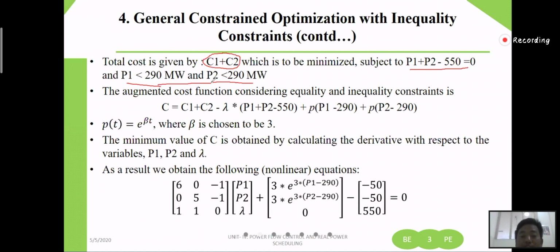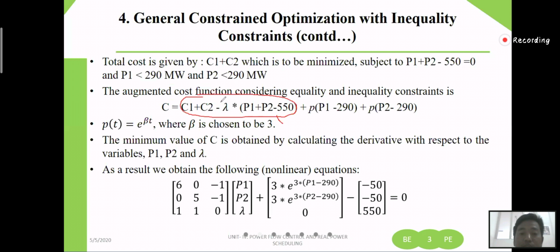In such a case, the process remains the same as for the equality constraint, but here we have to form an augmented cost function considering the equality as well as the inequality constraint. This cost function will be C equal to C1 plus C2, and up to here we are considering the equality constraint: C1 plus C2 minus lambda into P1 plus P2 minus 550. So why is this an equality constraint?